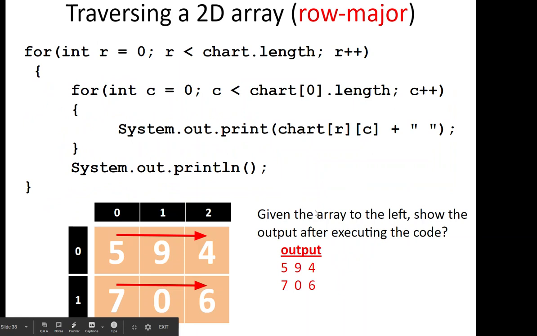Okay. And that's the output that you'd get in row major order: 594706. The reason you have a break right after each line is that you have this System.out.println line after the inside loop. So that gives you a line feed at the end of each row.